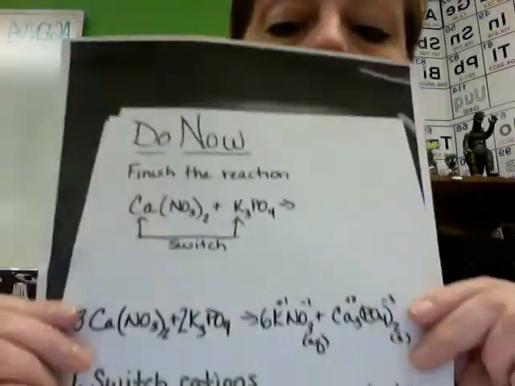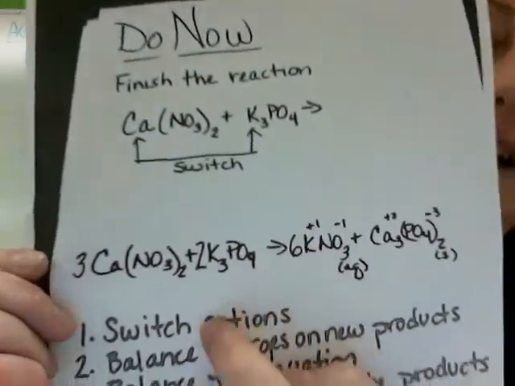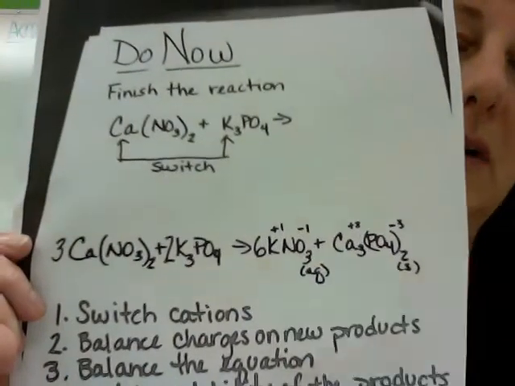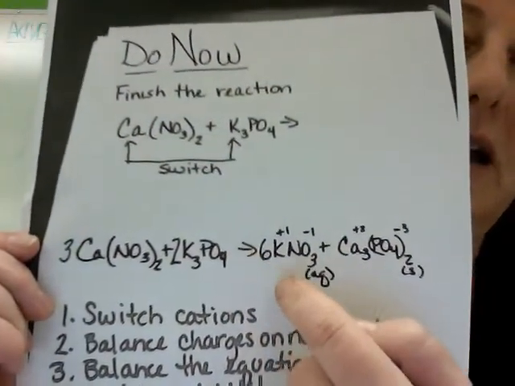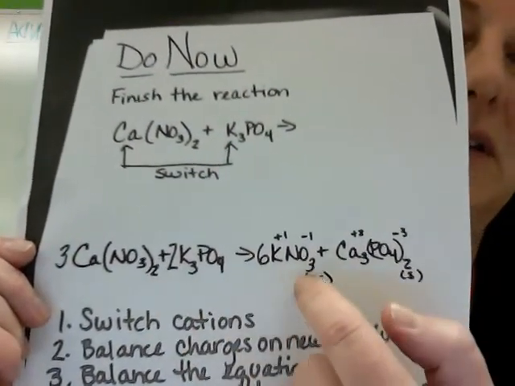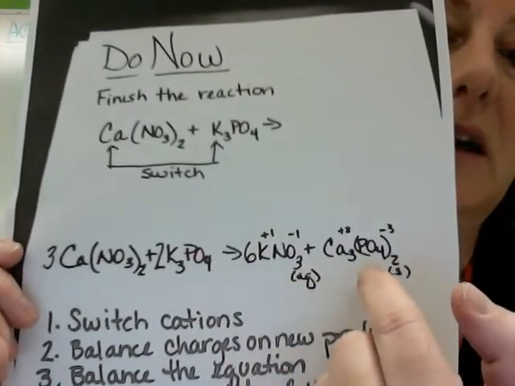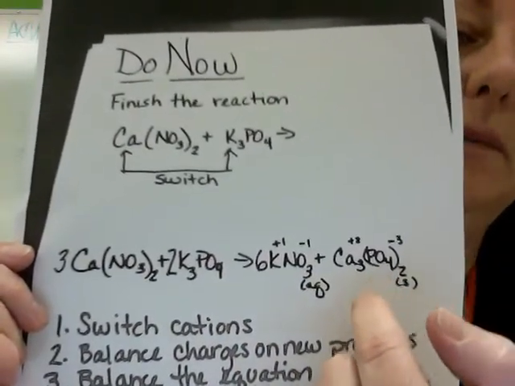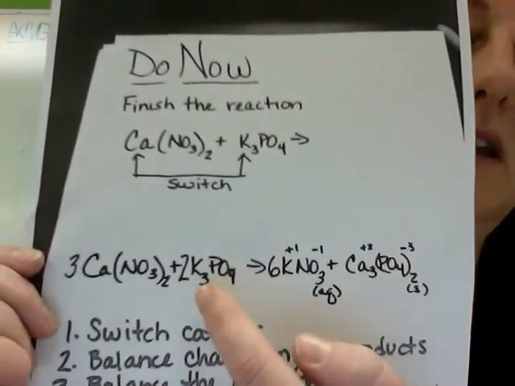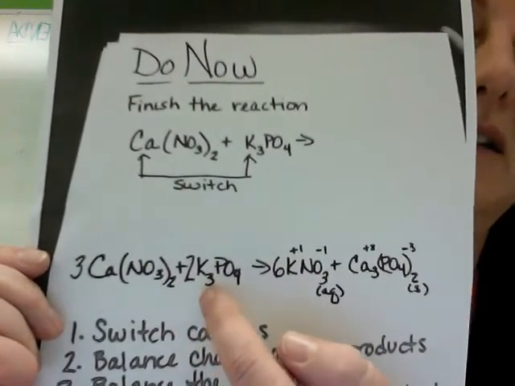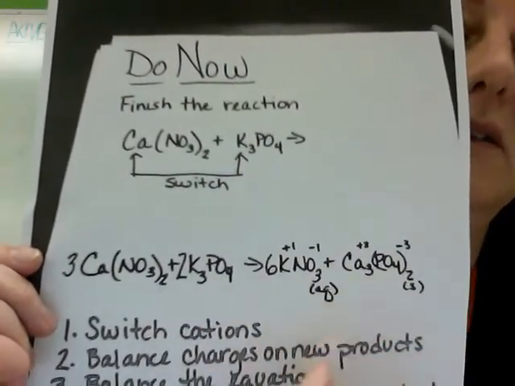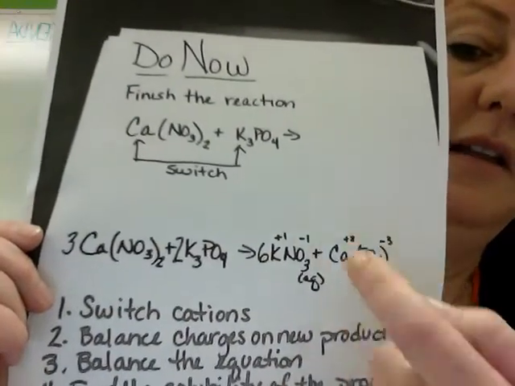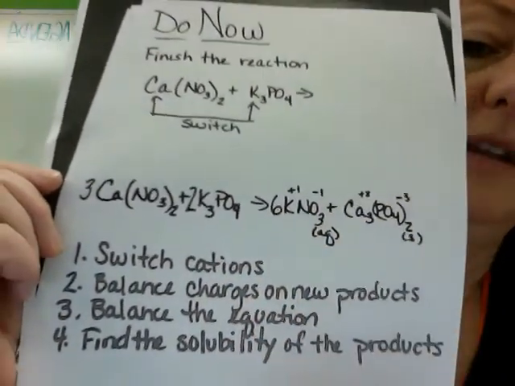Now, when we do that, these are the new products that I get. K is now bonded with NO3 and Ca is now bonded with PO4. Now remember, these subscripts are there to balance out charge, so they don't get to come to the other side. So here are my steps that I was talking about.